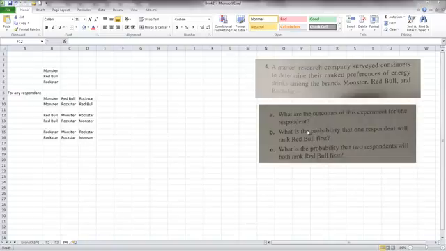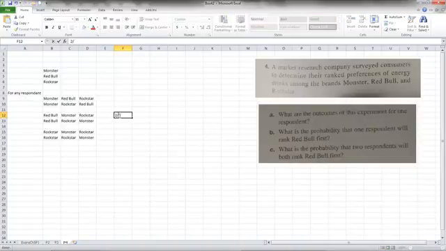Okay. So what are the outcomes of the experiment for one respondent? There they are. What is the probability that one respondent will rank Red Bull first? Well, there's 2 chances in a total of 6 that they're going to like Red Bull first, so that's going to equal just 2/6. Okay, the probability is 2/6 there. That's simply all it is.